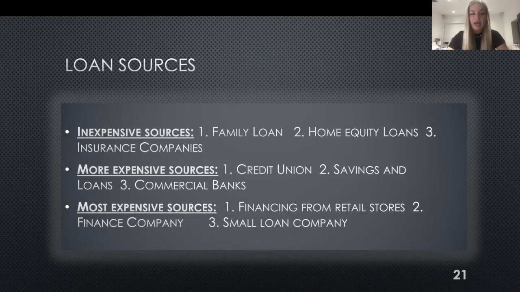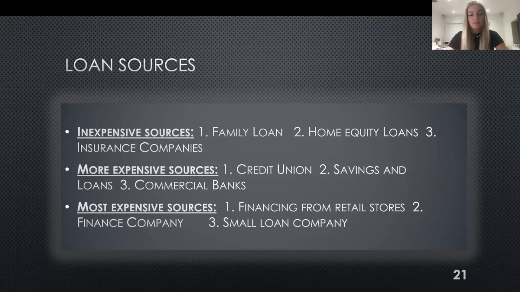Loan sources. I have listed some loan sources from inexpensive to the most expensive. Inexpensive sources include family loans, home equity loans, and insurance companies. The least expensive is the family loan. You do not usually pay the market rate on a family loan, and the downside is that your family suffers if you can't repay it.